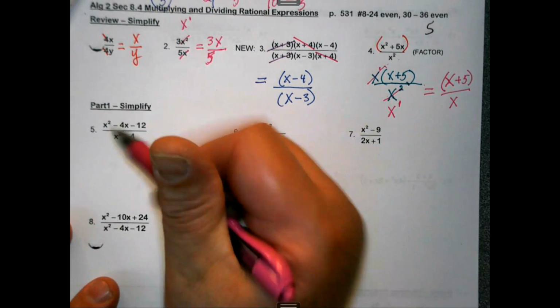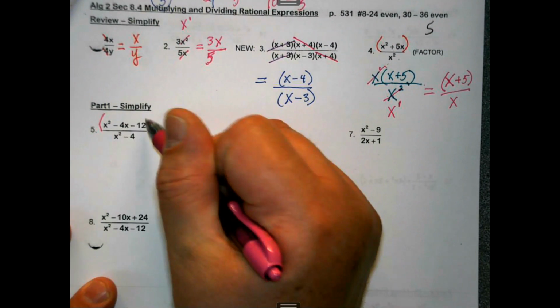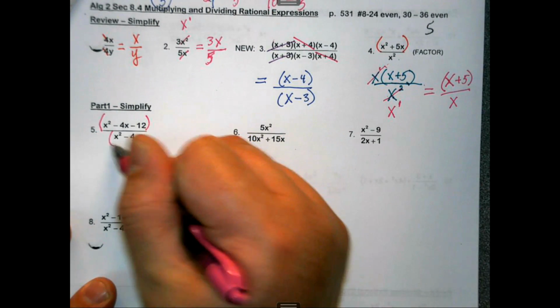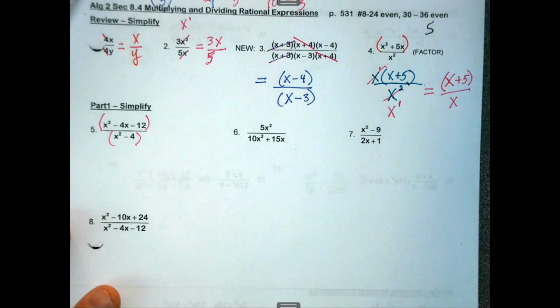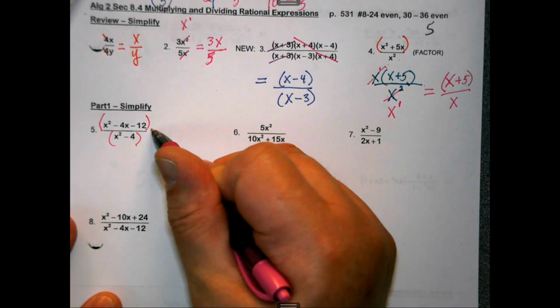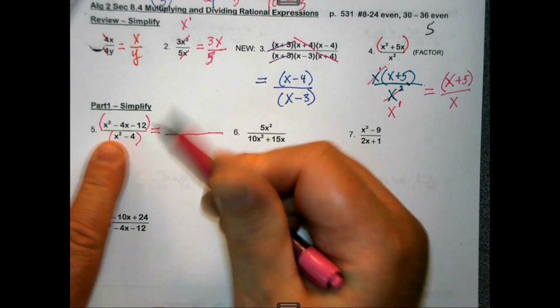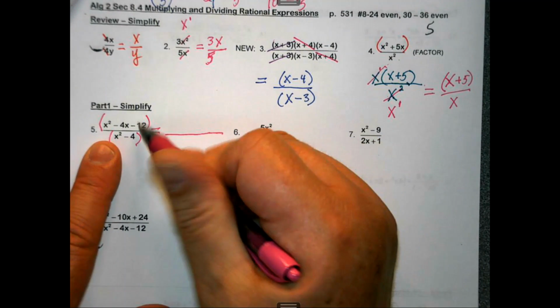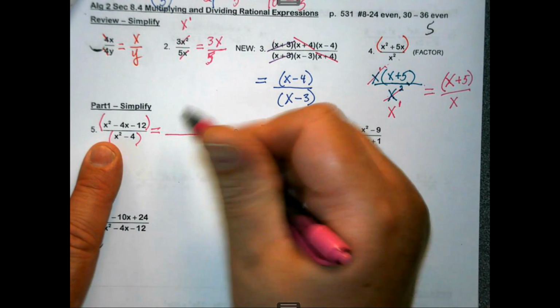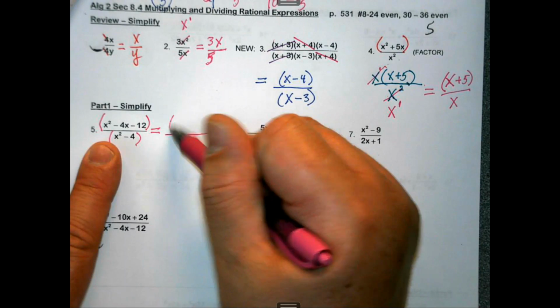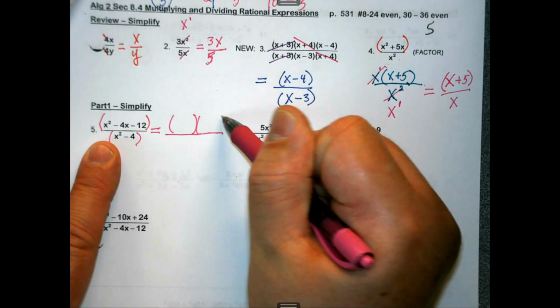All right, number 5. I have more than two terms, so I'm going to put it in parentheses. Same with the denominator. Okay. I need to factor both of these. Factoring out the numerator, I have a trinomial. I don't have any common factors, any common terms. So I'm going to go directly to guess and check.